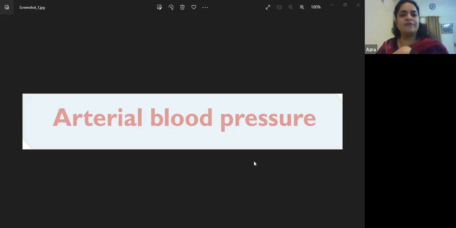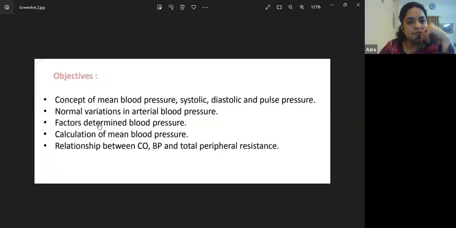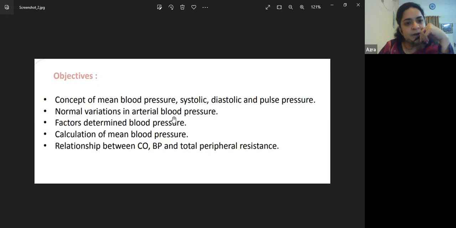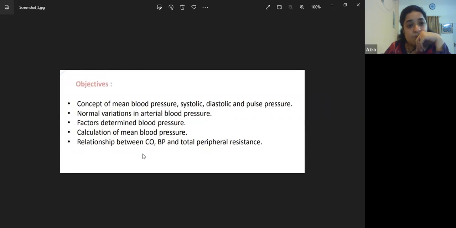So today we study blood pressure, the arterial blood pressure. The objectives are: the concept of mean blood pressure, systolic, diastolic, and pulse pressure; normal variations in arterial blood pressure; factors that determine blood pressure; calculation of mean blood pressure; and the relationship between CO, BP, and total peripheral resistance. What is the CO?